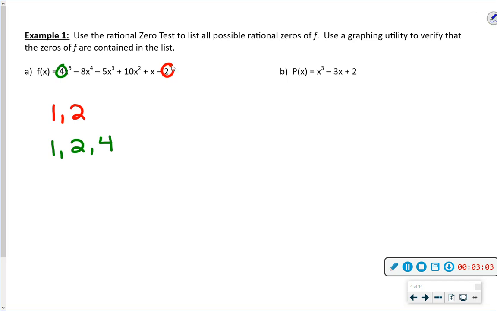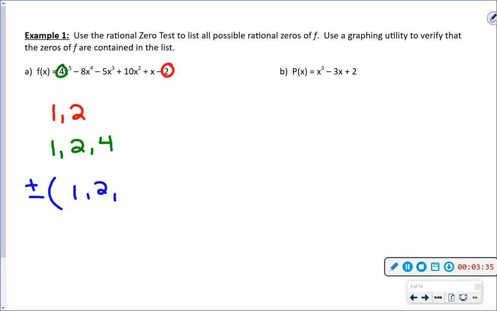Now, how to make your list of possible answers. All of them have plus or minus in front of them, positive and negative. I don't like to write plus or minus all the time, so I just throw it out in front and put them in parentheses. You're going to do all the factors of the constant term, so the red numbers, over each of the green numbers. It's the factors of the constant term over the factors of the lead coefficient. So I'm going to do 1 and 2 over 1. 1 over 1, 2 over 1.